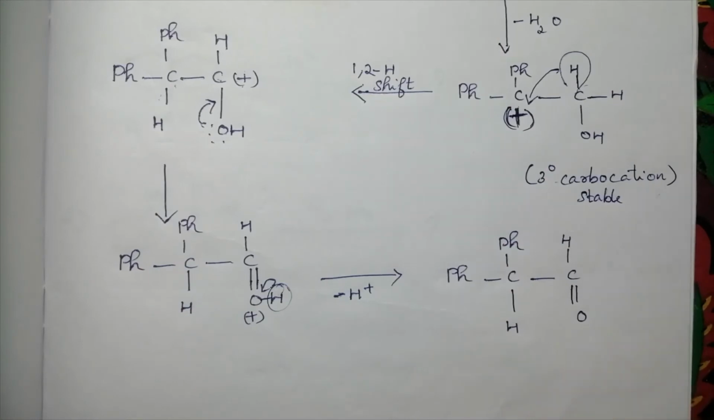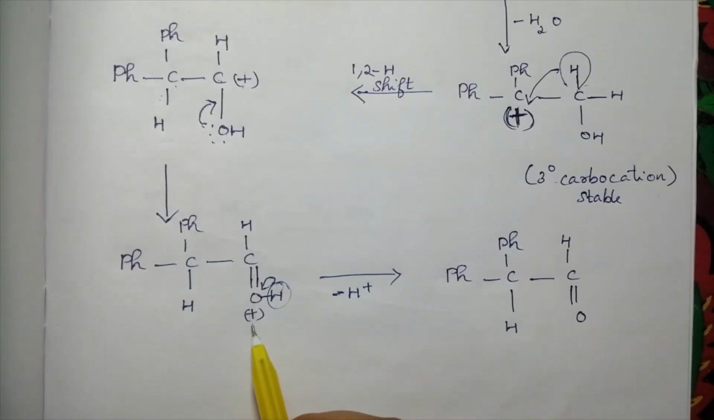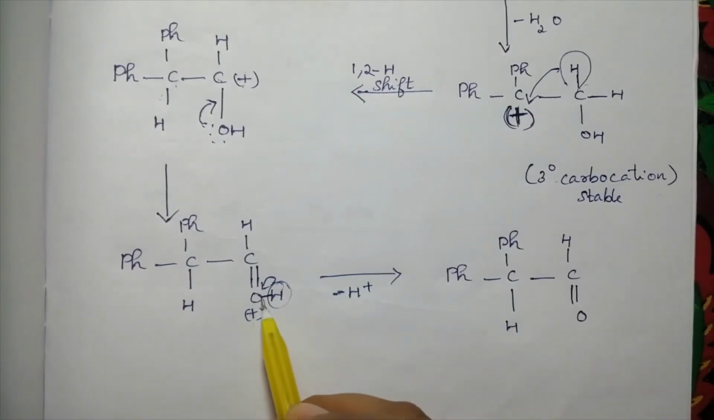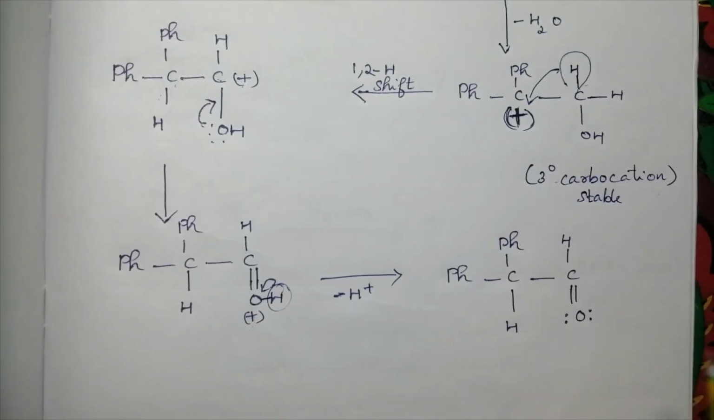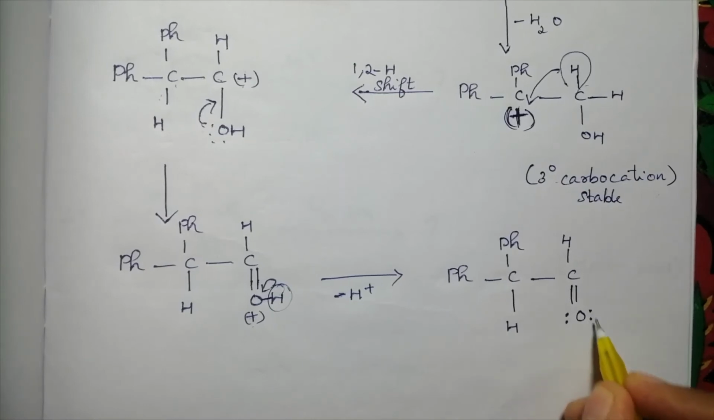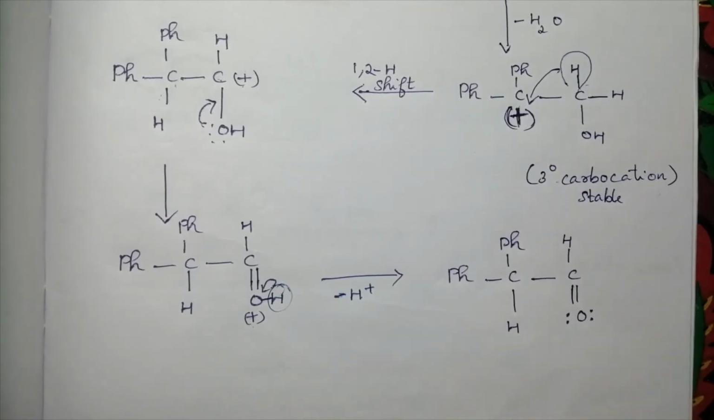The remaining part, the oxygen's positive charge, would be gone when this bond is broken and the electrons are given to oxygen. As a result, oxygen's positive charge would be lost, and like before, it will have free lone pairs as such. This is my final pinacolone that I have.